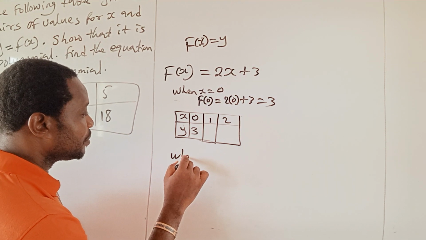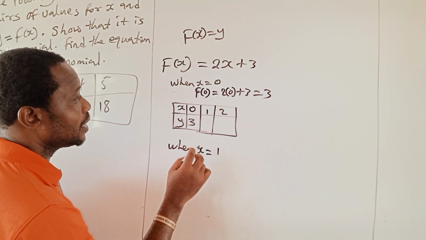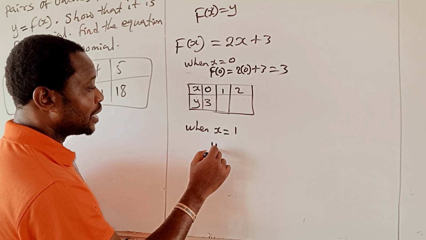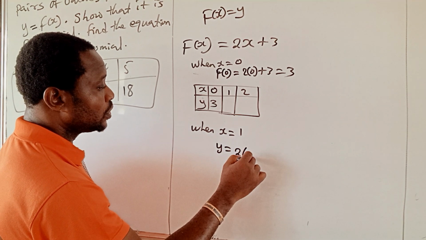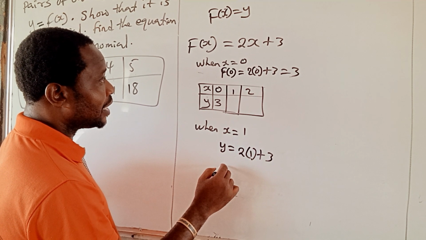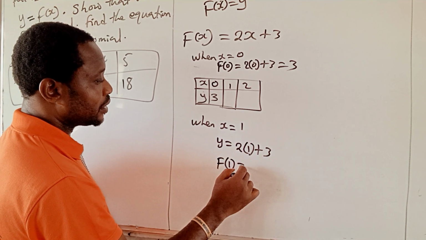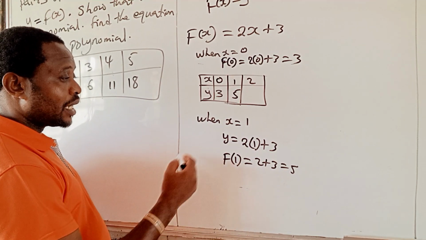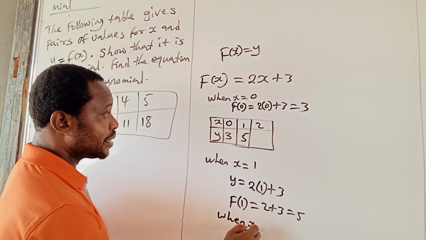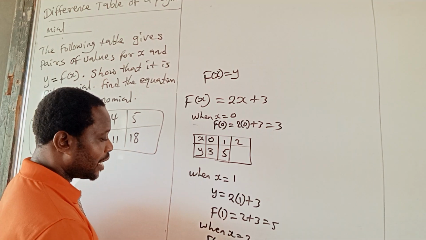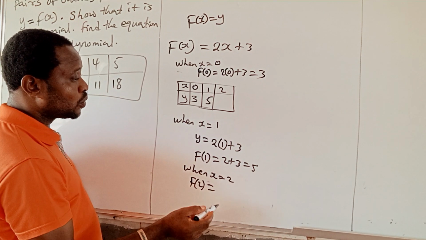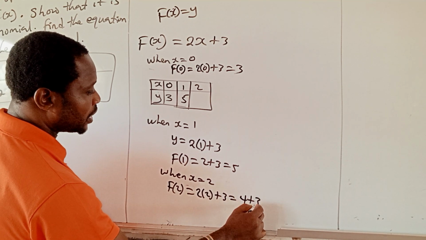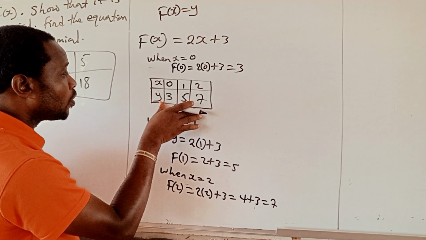The same thing now, say when s is 1, any place you see s here, put what? 1. It will give you that y at that point will be 2 into 1 plus 3. So the function of 1 will be 2 plus 3, which is 5. So you write 5 here. Like you say when s is 2, you come back here, any place you see s, put 2. It will give you 2 into 2 plus 3, which is 4 plus 3. You have 7. So this is how to form a table.